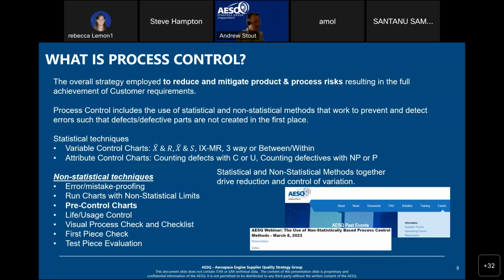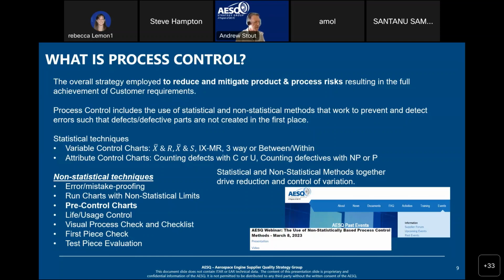So basically, it's a way to reduce both product and process risks in order to meet the customer requirements. So that's what it comes down to. It includes both statistical and non-statistical methods to prevent defects from occurring. So we can divide the techniques into the two groups, statistical and non-statistical.